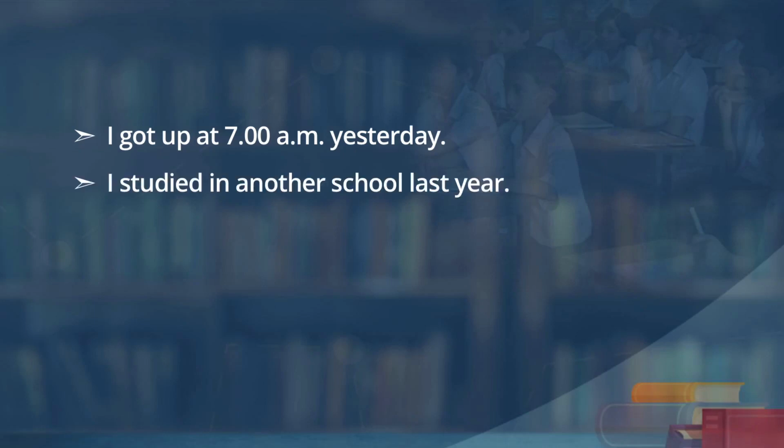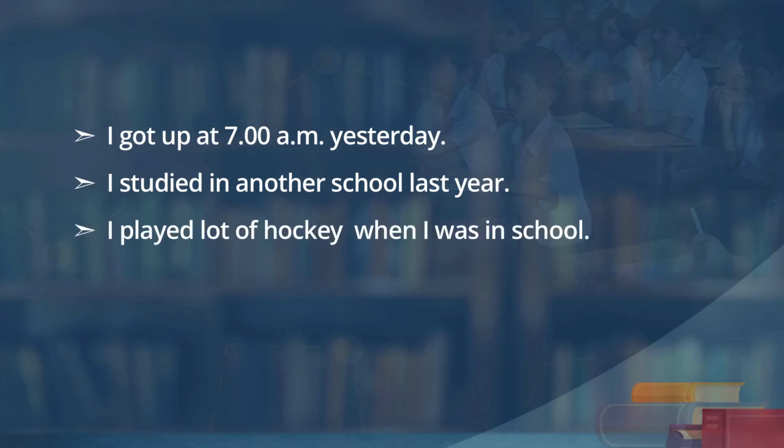Look at the difference between how past and past perfect tenses are used in the following sentences. Let us learn and discover the rules. I got up at 7 a.m. yesterday. I studied in another school last year. I played a lot of hockey when I was in school. All of them are past actions. These actions took place in the past and had no connection with another action. We use past tense to refer to these past actions.